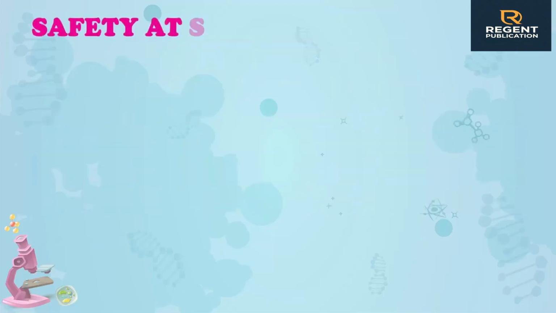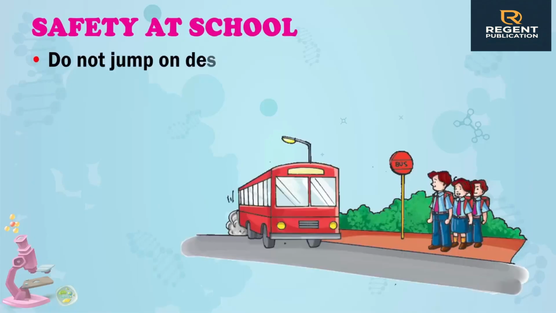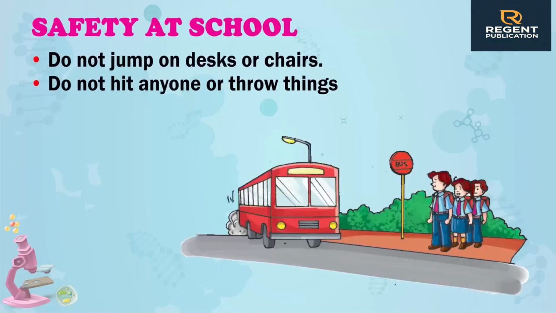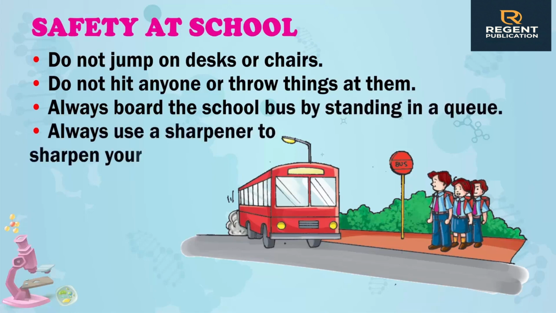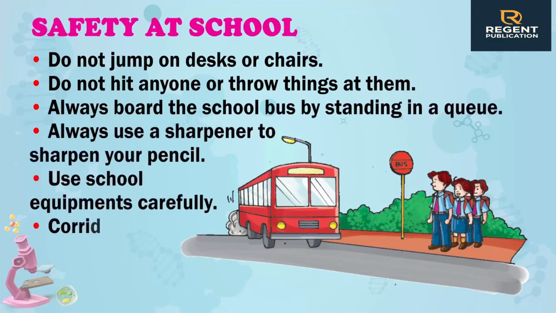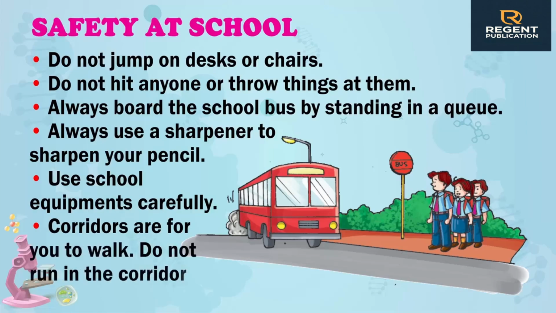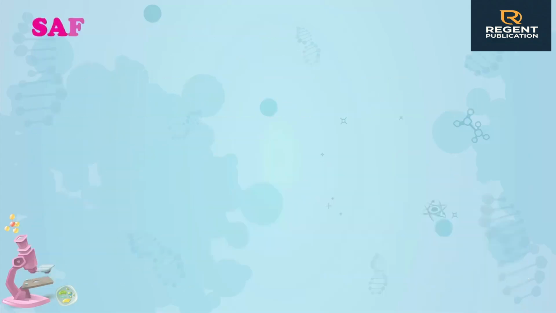Safety at school. Do not jump on desks or chairs. Do not hit anyone or throw things at them. Always board the school bus by standing in a queue. Always use a sharpener to sharpen your pencil. Use school equipments carefully. Corridors are for you to walk. Do not run in the corridors.